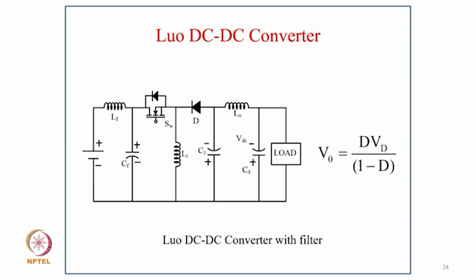And now there is another converter called the Luo DC-DC converter. In the Luo converter, of course, we have an input filter LF, then the switch, inductor, diodes, and the capacitor, followed by the output filter. Here also the polarity changes, and V equal to dVd upon 1 minus D. So this is also a buck-boost converter. It was invented by Luo, that's why it has that name, but we have an additional inductor and capacitor here in comparison to the other three buck-boost converters.